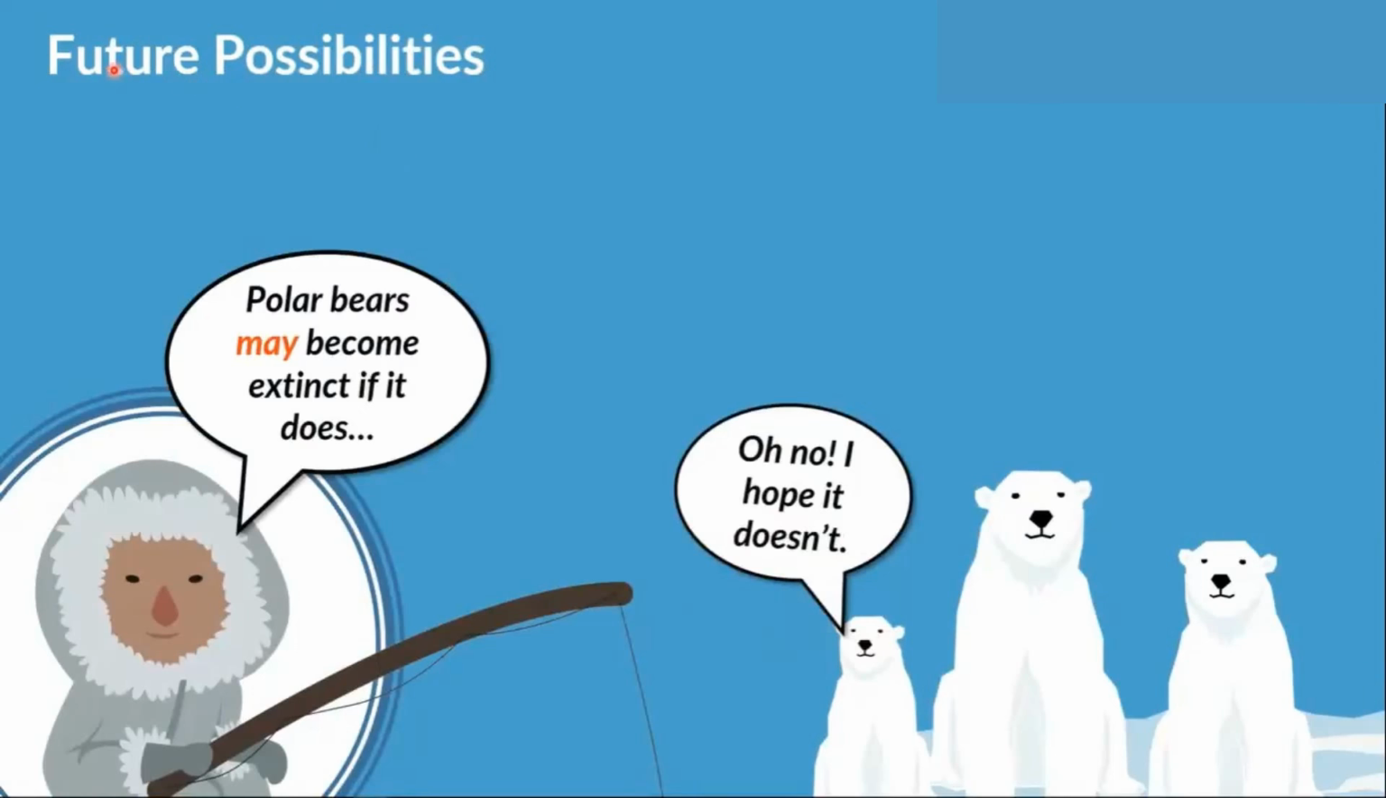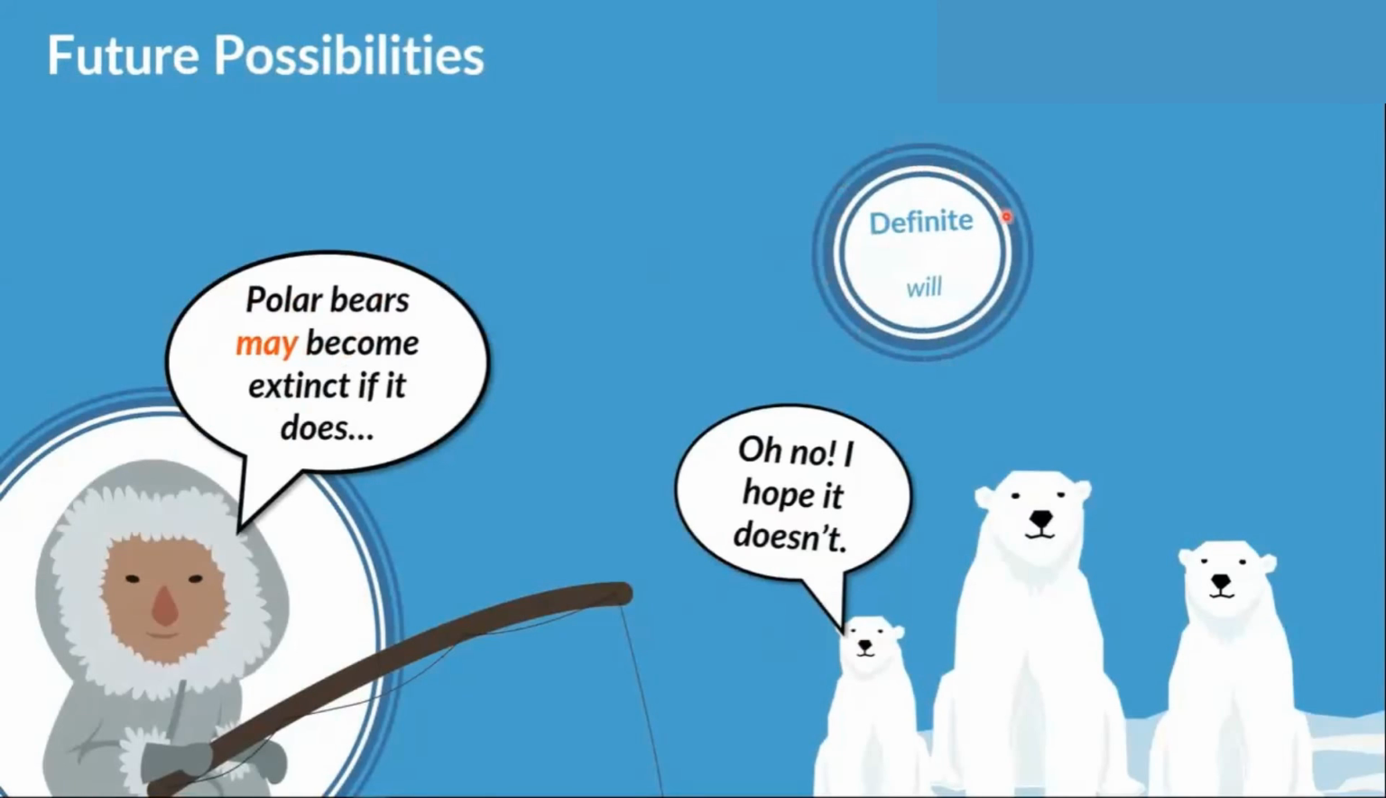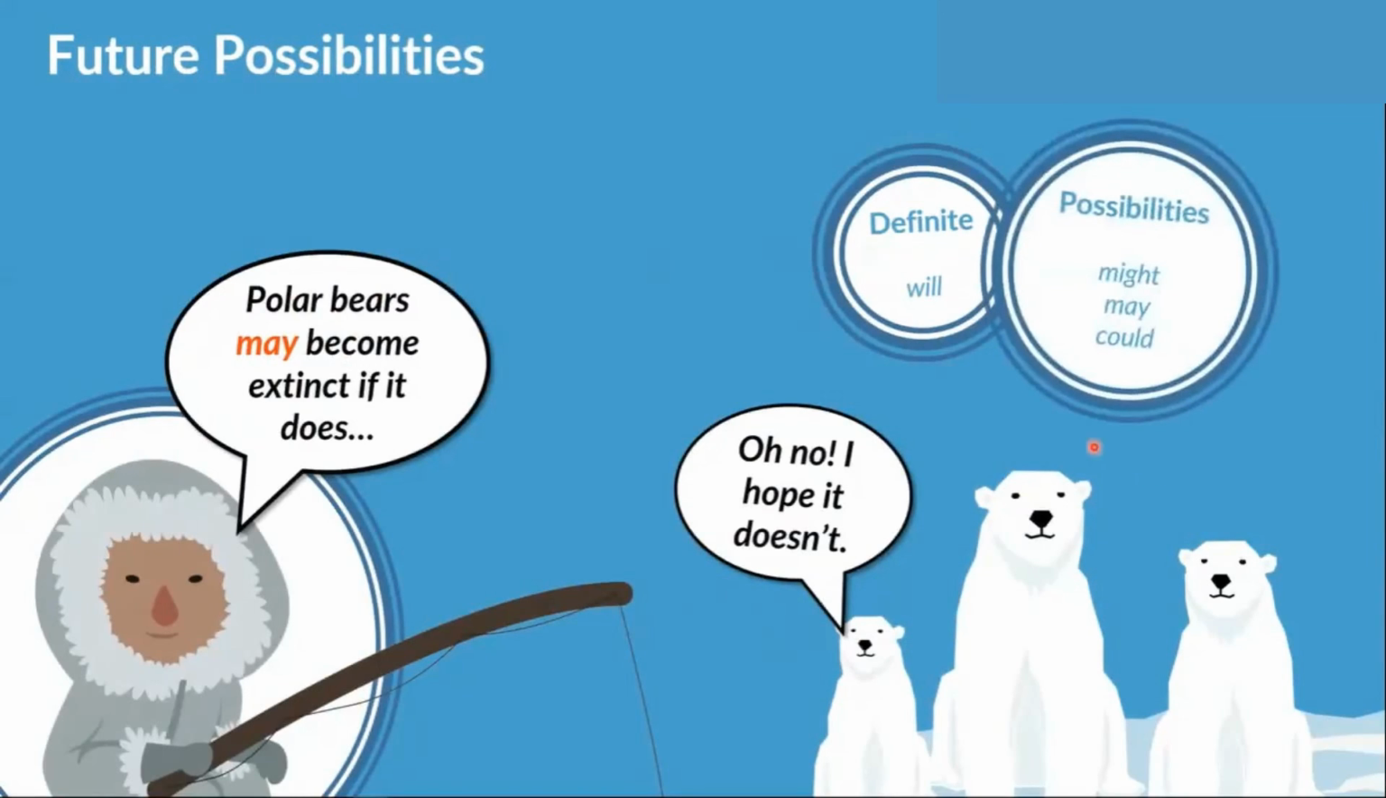Okay? And when we're looking at future possibilities, we of course use modals. And if something is definite, we use the future simple like we just learned. Will or going to. If it's 100%, we use definite, will or going to. But if it's only a possibility, we use might, may, or could. Okay? These are modals we use for possibility. Might, may, and could.